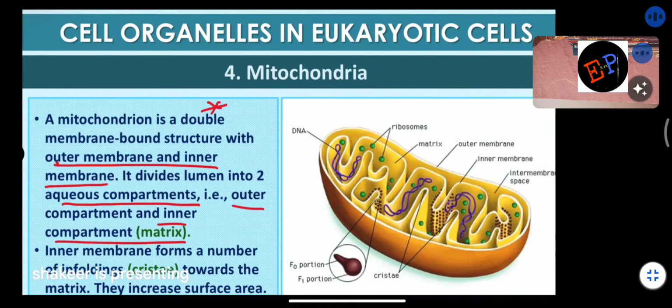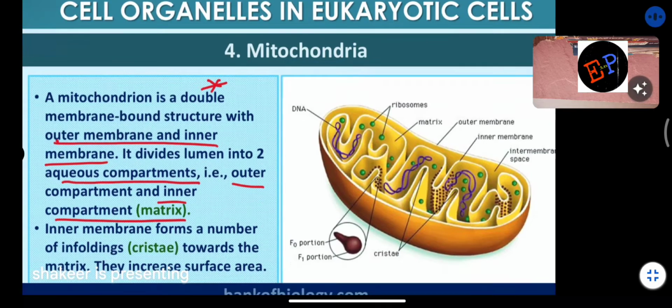So there is an inner compartment in which you can find a semi-liquid which is called matrix. Ribosomes and DNA structures, all are present in this matrix. In which compartment? In the inner compartment. Are you able to understand?